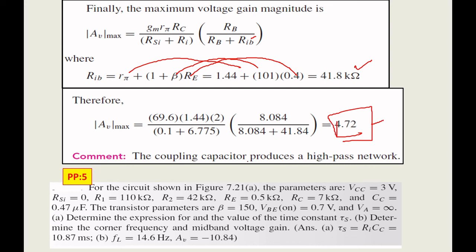As already said, the coupling capacitor produces a high pass network, which is what we studied in the earlier slides. This is a practice problem you can try. This is a problem from the Neamen book. The answer is also given below, so you can cross check your values. Thank you.